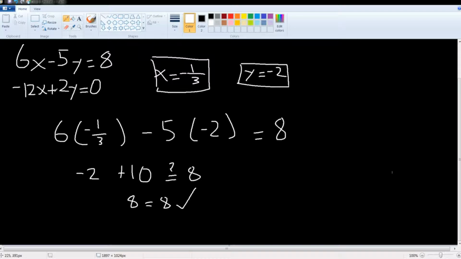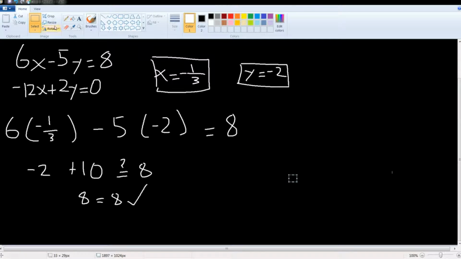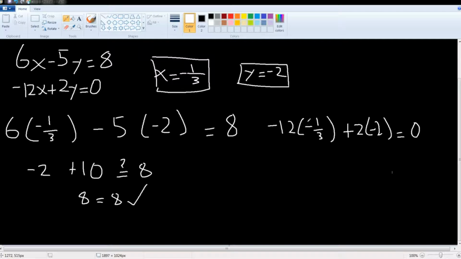So far so good. Now let's do the second equation. We have negative 12x, x is negative 1/3, plus 2 times negative 2 should equal 0. Let's check. Negative 12 times negative 1/3 is just a positive number, but 12 divided by 3 is 4.